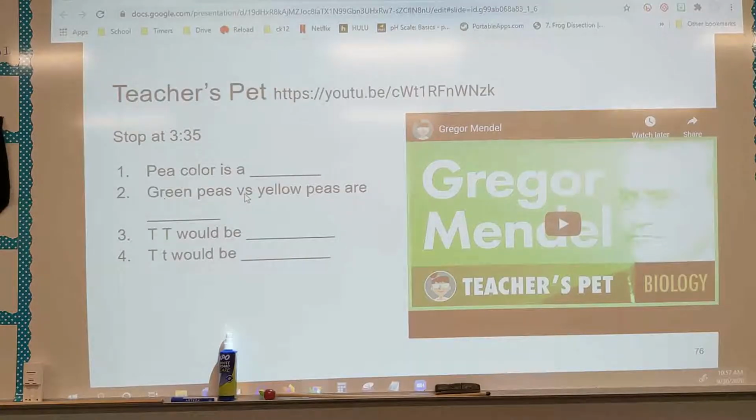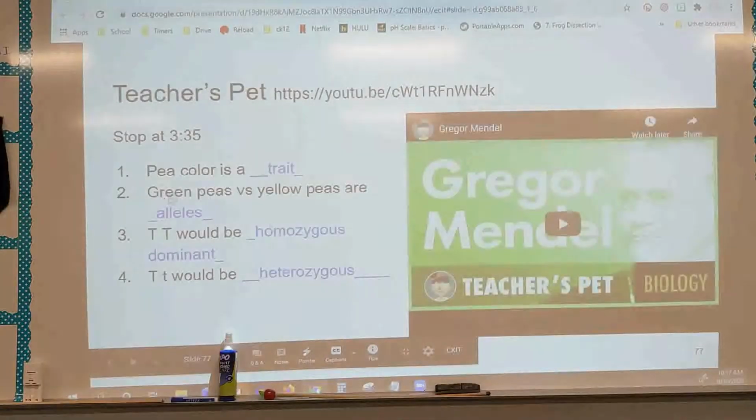Well, pea color is a trait. Green or yellow are different versions of the trait. So what do we call the different versions of a trait? They're the alleles. All right, so the different forms of the trait are alleles.